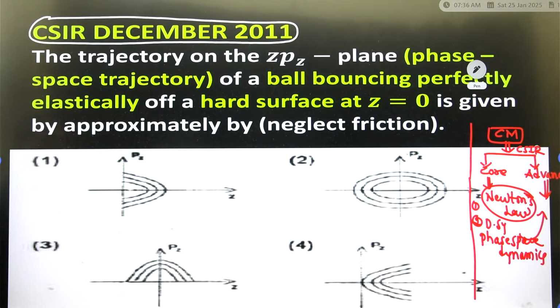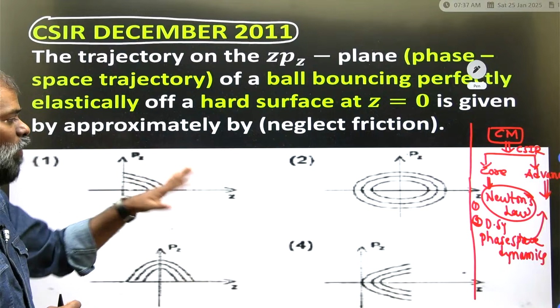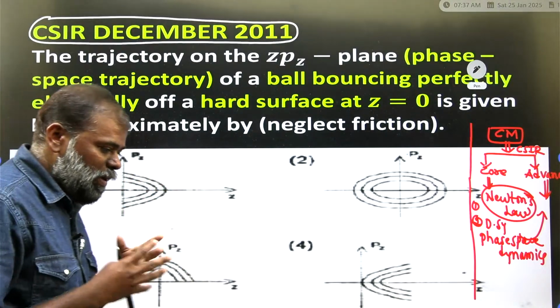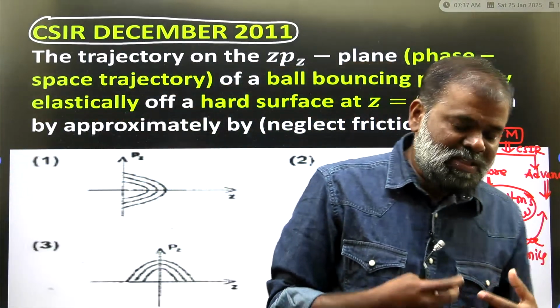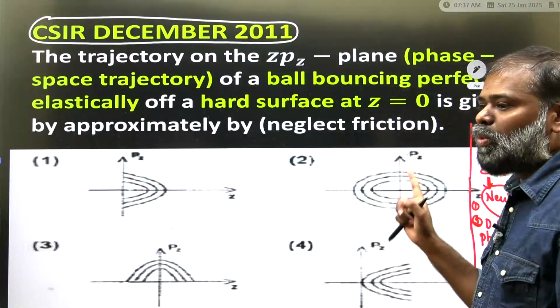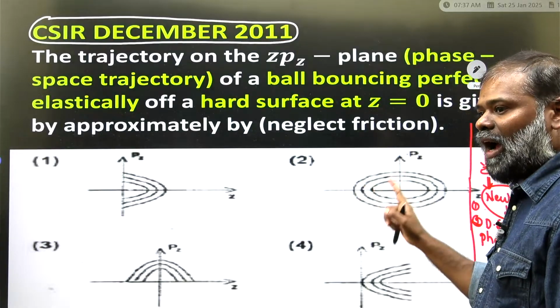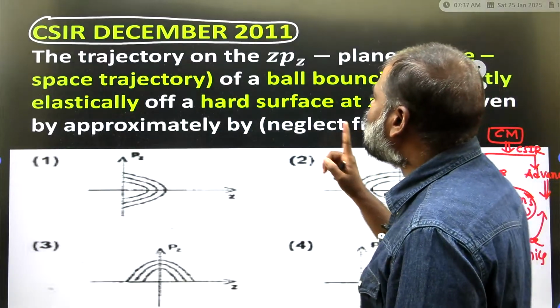How do we have to solve this? Once again, you have to see the options. They are giving diagrams, not values. So we have to identify the diagram, because that is a phase space trajectory, or phase portrait, or phase flow, or phase plane.